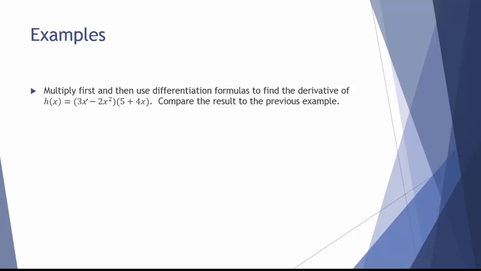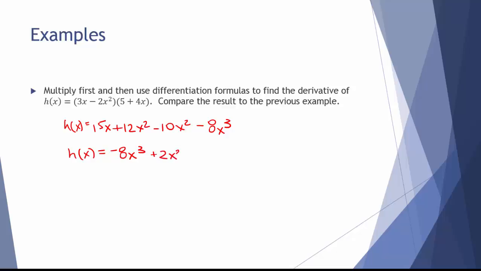So we're going to actually do that first and then use the differentiation formulas that we learned before the product rule to find the derivative and compare the results. So if I simplify first, so this is h of x, this is not yet the derivative. If I FOIL, I get 15x plus 12x squared minus 10x squared minus 8x cubed, which if you want to go ahead and simplify that even further, you can write that as negative 8x cubed. Combine these for plus 2x squared and then plus 15x.